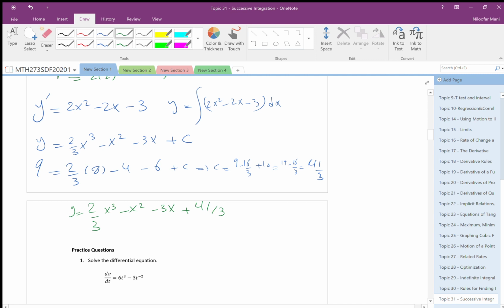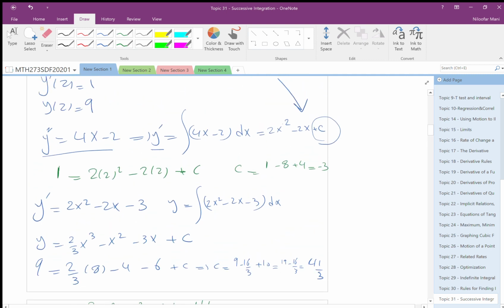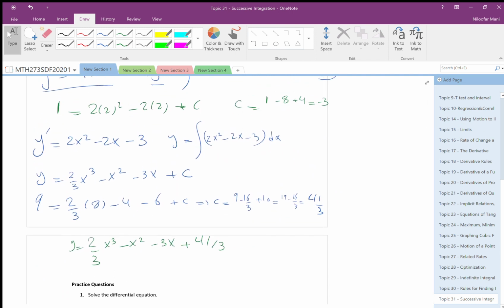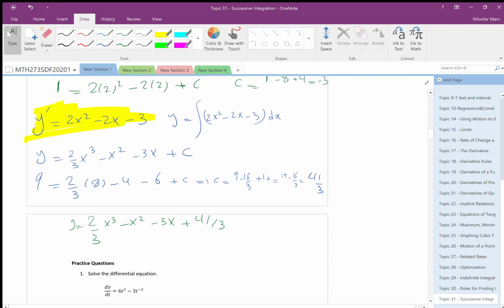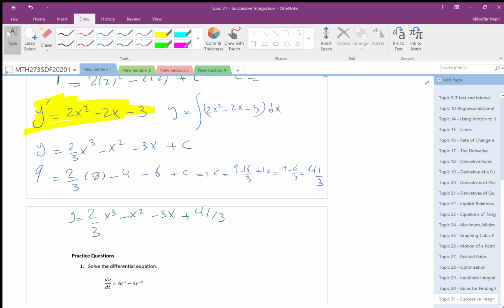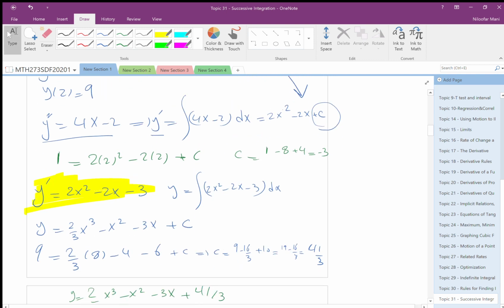So I can check 2 over 3 times 8, minus this, minus this, plus this. Yes, it's correct. So I check y at 2 is 9, and y prime at 2. This is y prime here, so y prime at 2 is 8 minus 4 minus 3, which is 1. And also the second derivative is 4x minus 2. If the first derivative is 2x squared minus 2x minus 3, then I have 4x minus 2. See, everything is working.